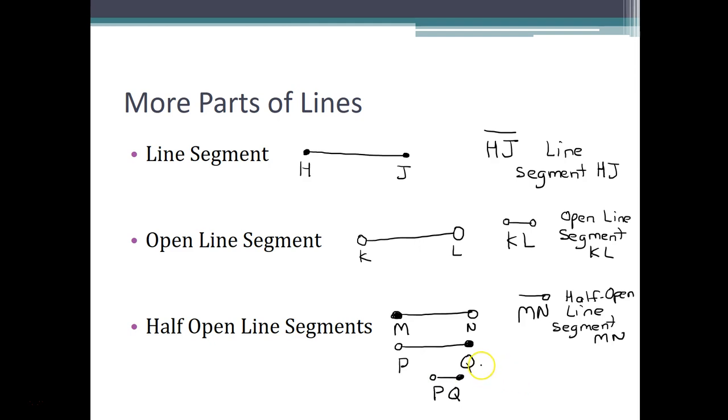Like that. So you have the half open line segment PQ there. In that case, the P has the open circle. But those are all different parts of lines to be familiar with. Know how to identify them, know how to use the symbols for them, know what they're called.